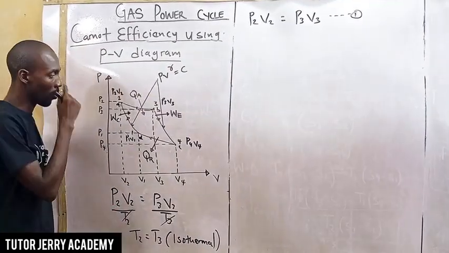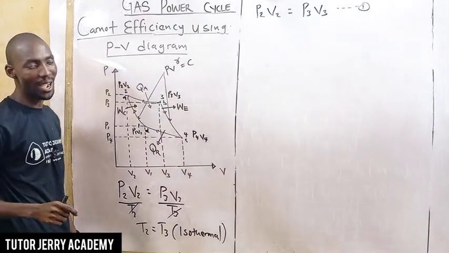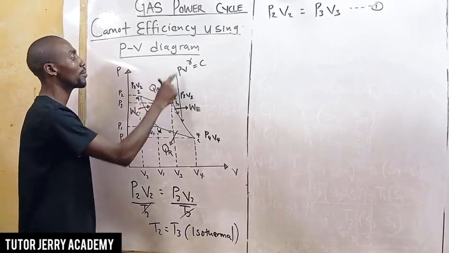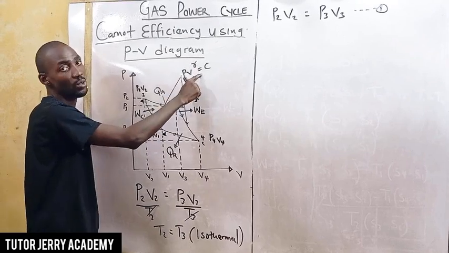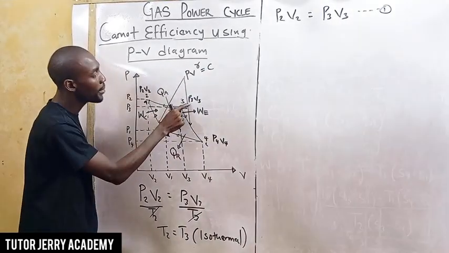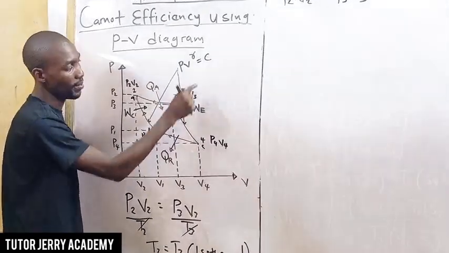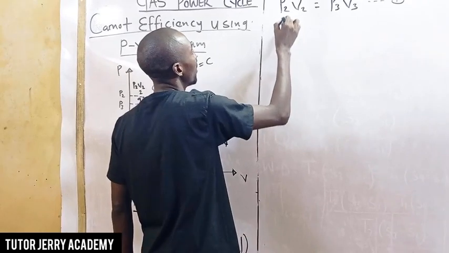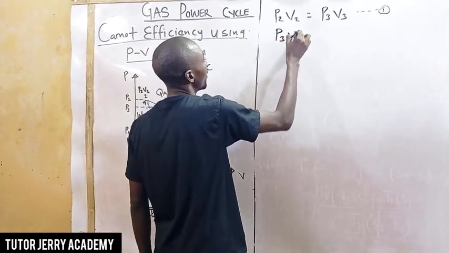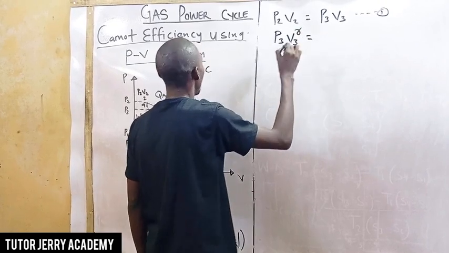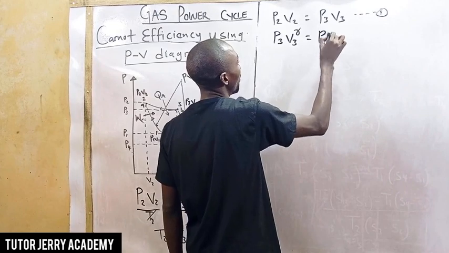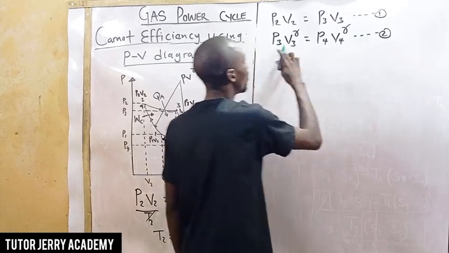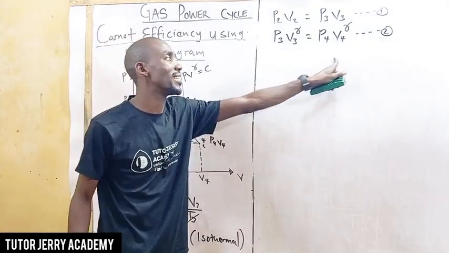Now, when we move from B to C, we have an adiabatic process. Don't forget, for an adiabatic process PV^gamma is constant. It means that P3V3^gamma equals P4V4^gamma. Let's call this equation number 2. The reason for this is that it is an adiabatic process.